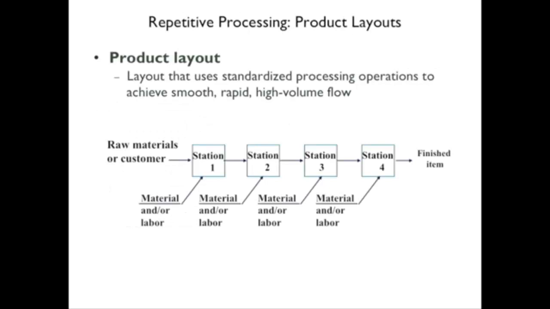So the first one is something called repetitive processing or product layouts. A good example of this is if you go to Chipotle, Dos Bros, or one of these places where you're walking through the line ordering as you go. So if you go to one of these places, the first thing they ask is, what do you want? Do you want a salad? Do you want a burrito? Do you want a taco?